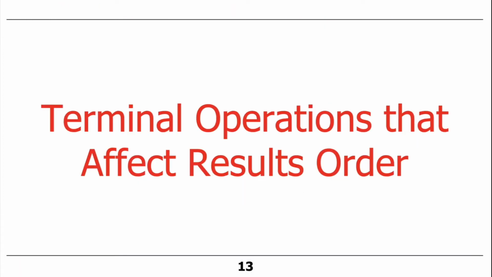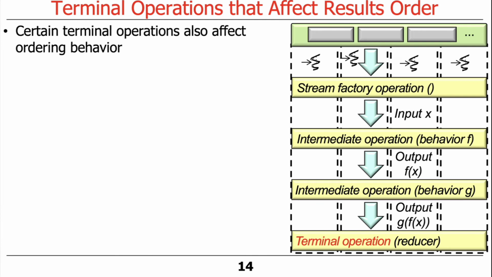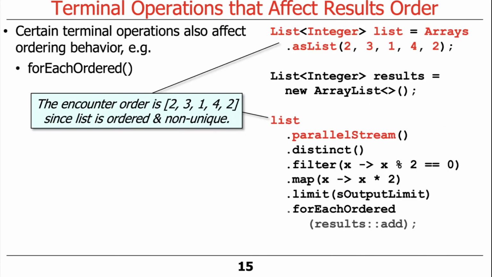There are also terminal operations that affect order. These were the intermediate operations we just looked at. There's also terminal operations that affect ordering as well. So here's a good example, the forEachOrdered method. So forEachOrdered will ensure that encounter order is maintained.